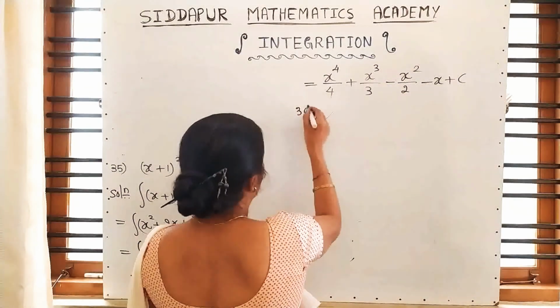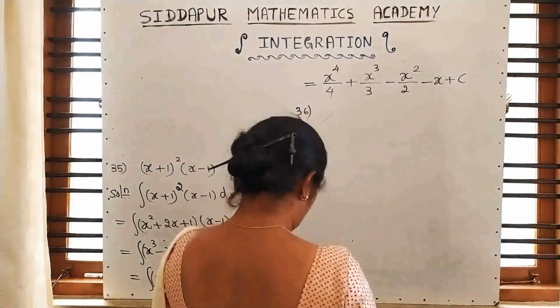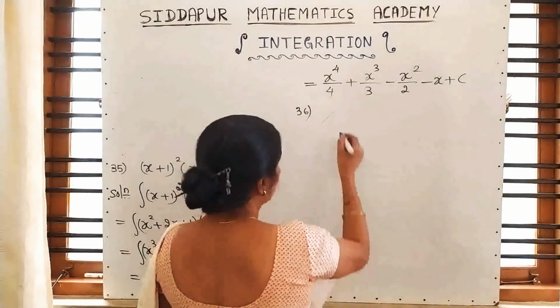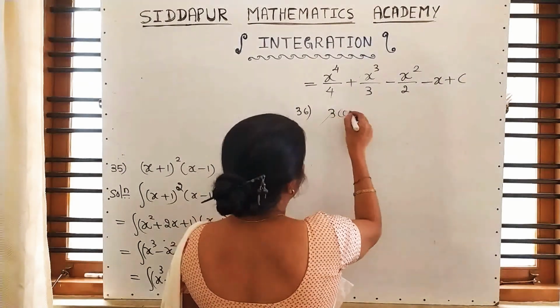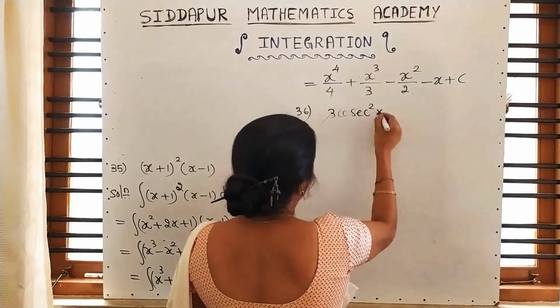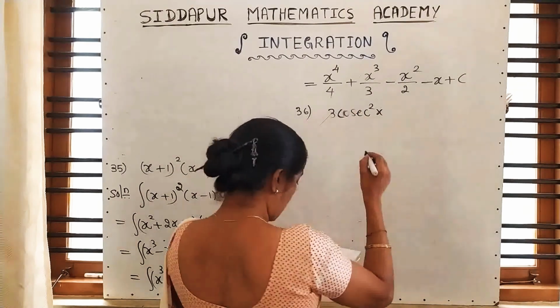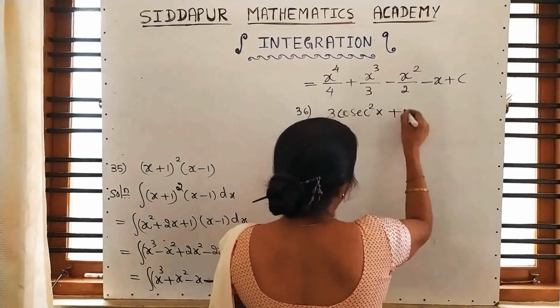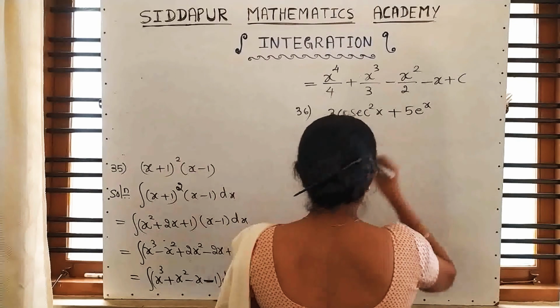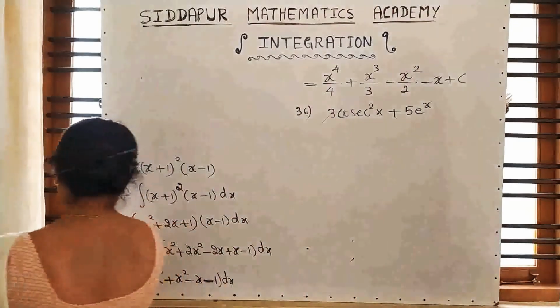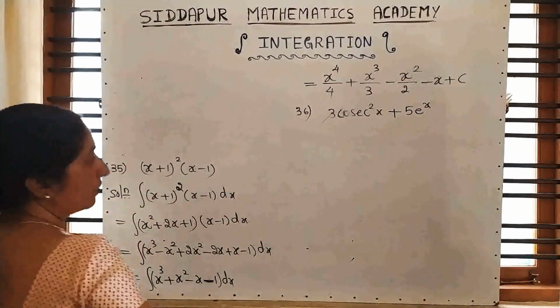Question number 36. Three cosecant square x plus 5 e raised to x. Write down the solution.